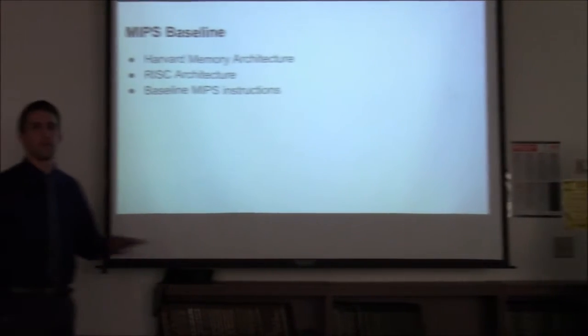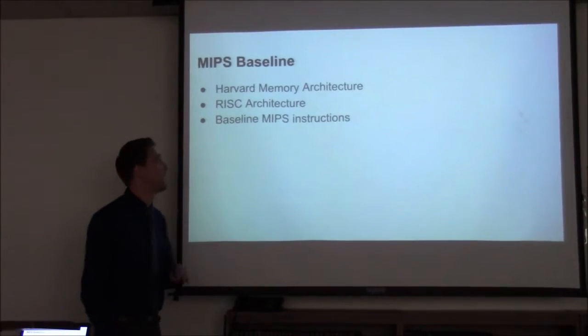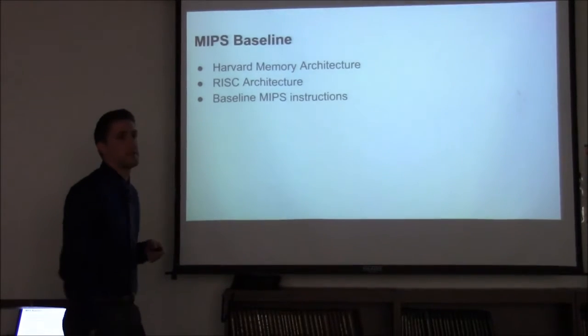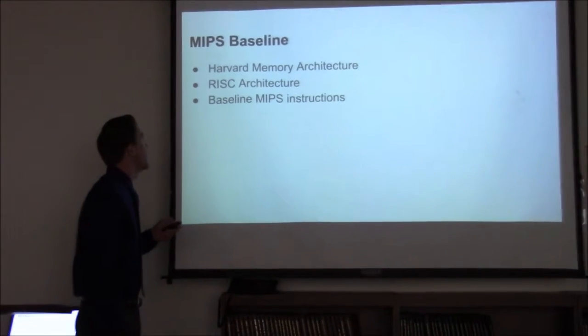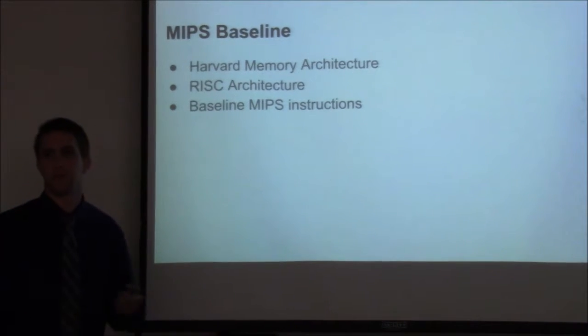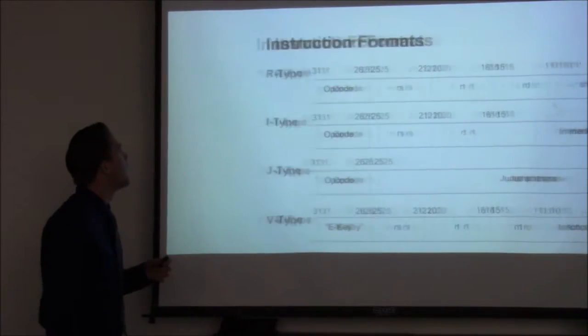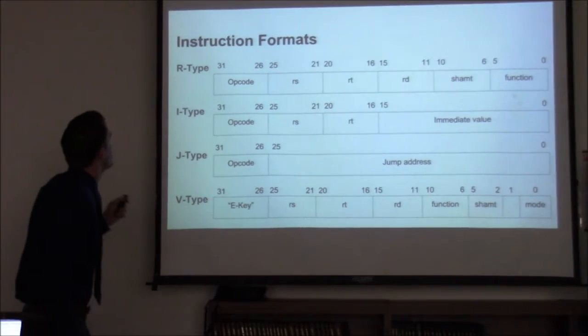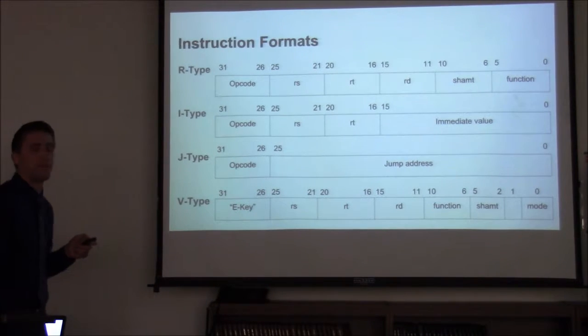So we're going to go real quick over the MIPS baseline. It has a hardware memory architecture. It's a RISC architecture, and it has all the baseline MIPS instructions that we all implemented, along with the barrel shifter and interrupts. All right, so the instruction formats, as you can see, we have our R type, our I type, and our J type for our MIPS.